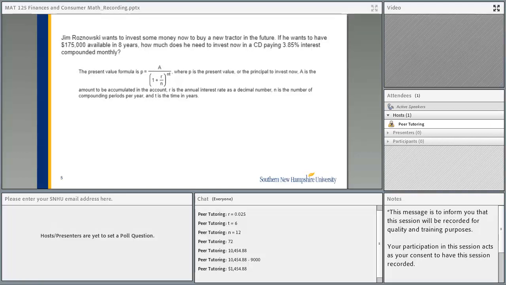So think about that for a moment. Based on our work with the other problem, see if you can pause this video and figure out what the value of P, actually we're trying to figure out what P is, right? So figure out what the value of capital A would be, R, N, and T. Pause here and see if you can, on your own, figure out what those values are first before we move on.